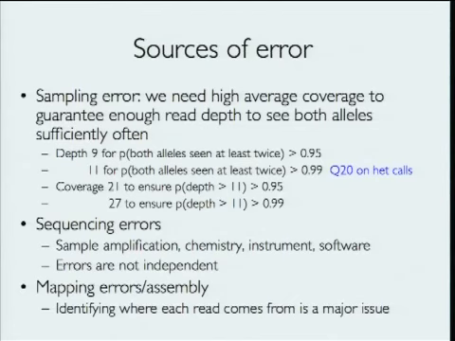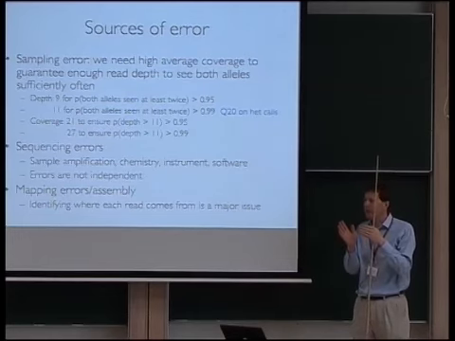Then there are sequencing errors. Sequencing errors arise from sample amplification, from chemistry. That means we start with DNA from the person, but we don't actually sequence that. We sequence something that's made out of that, and there could be errors in the copying process. There can be errors in the chemistry used for sequencing. There can be errors in the measurements on the instrument, the light, the image analysis, and in the software which does all that. And unfortunately, the errors are also not independent. So if at a particular position one read has produced an error, it's more likely that another read has produced an error.